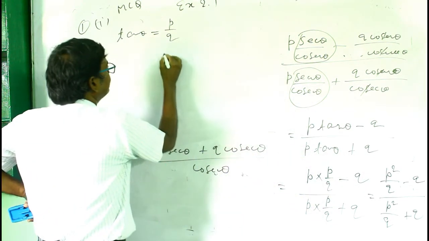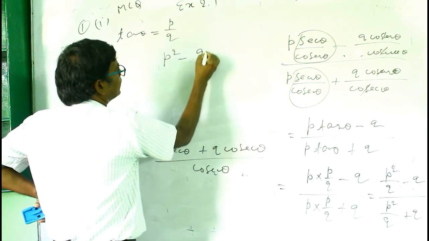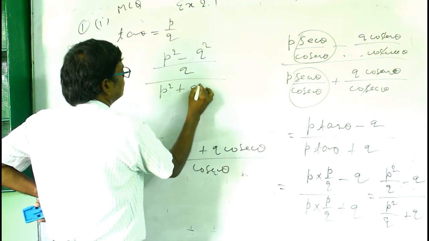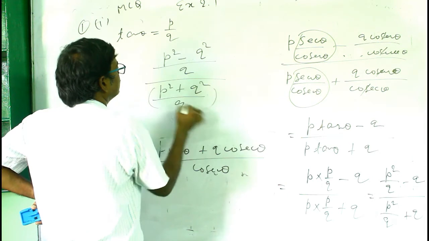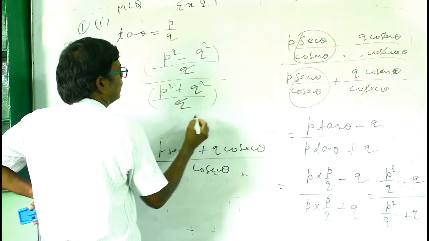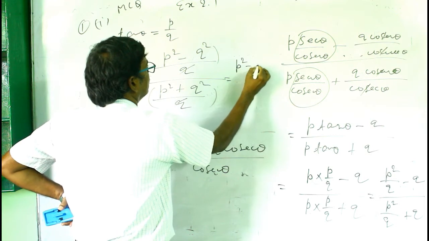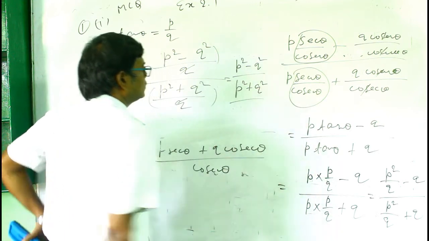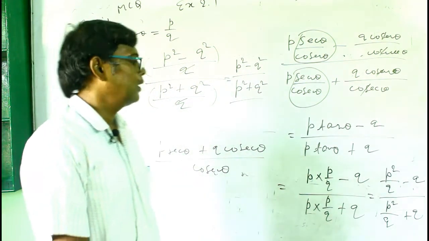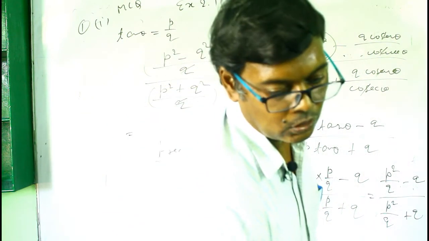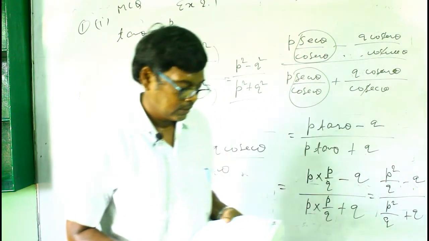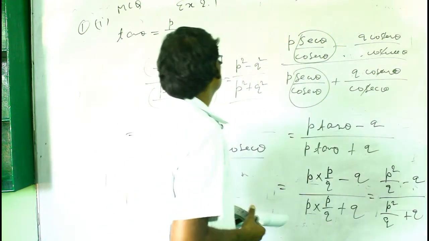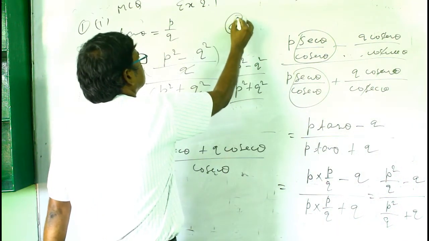Now it is p square minus q square, if you take the LCM, by q, and here p square plus q square by q. Okay, LCM. Then this q will cancel out, then what is left here? p square minus q square by p square plus q square. So the answer is p square minus q square by p square plus q square for this MCQ. That is, the correct option is option number D. Okay, so here the answer is D in this case.